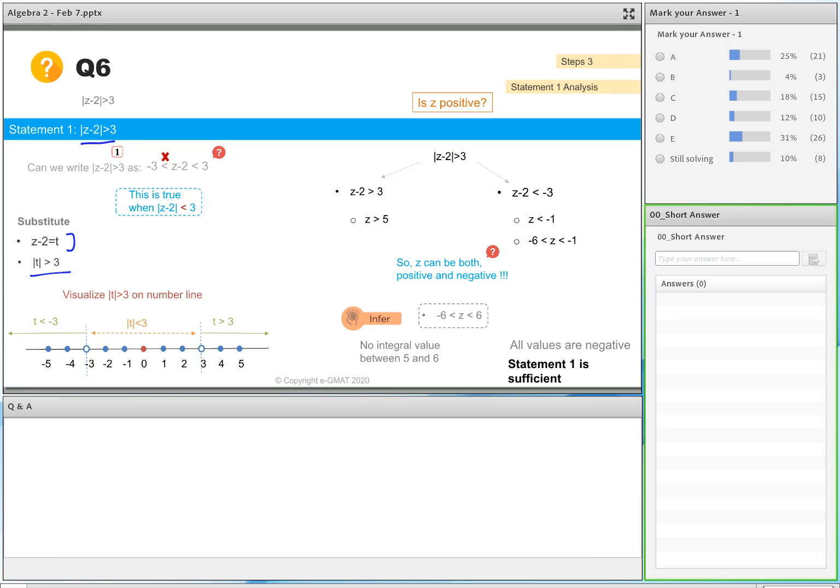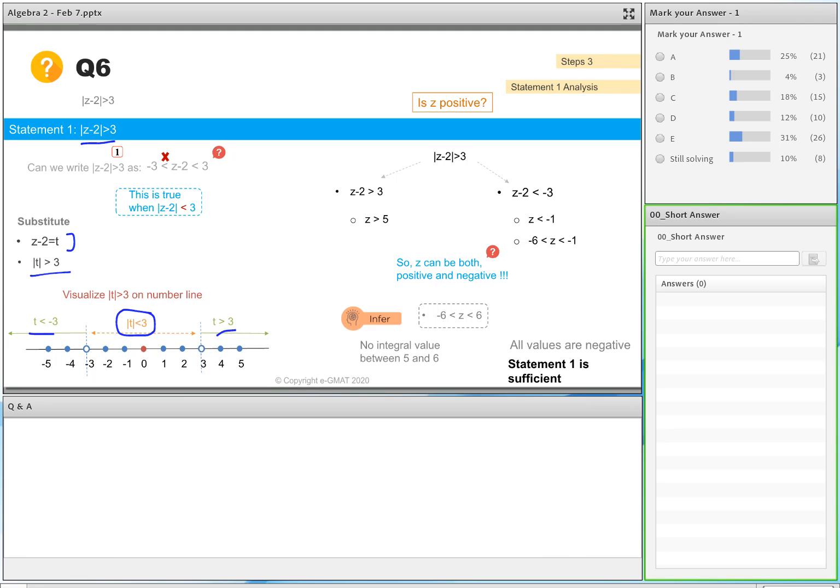If mod of t is greater than 3, then we can take everything that's present in the number line apart from the zone where mod of t is less than or equal to 3. We cannot take this, we can take everything else. So what are the two ranges that we have? The first range is when t is greater than 3. The second range is when t is less than -3.